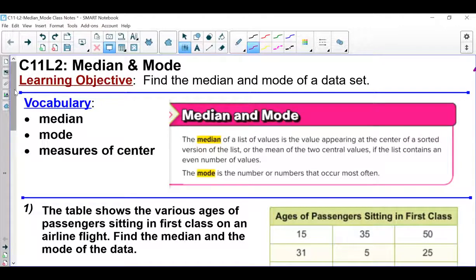Okay, the median is also called the measure of center. And when we are trying to find the median, boys and girls, you have to remember you need to put the numbers in order from least to greatest. Okay, that is very important.